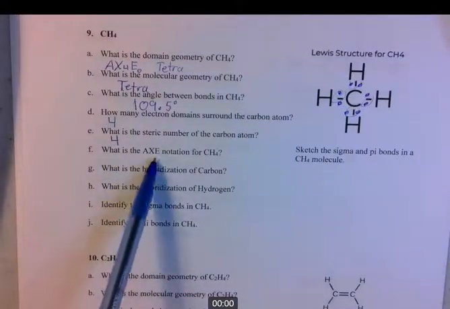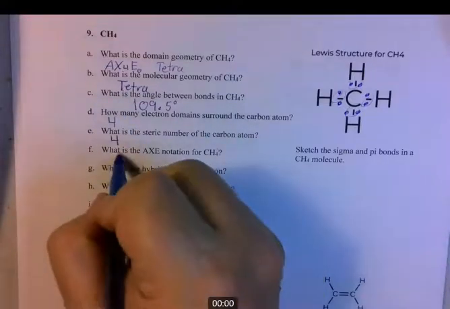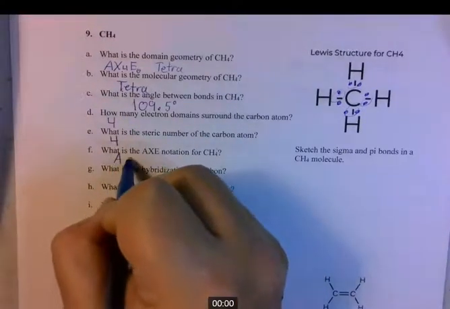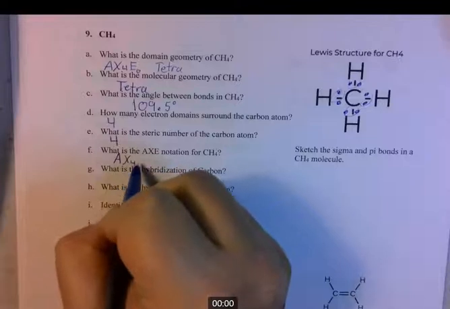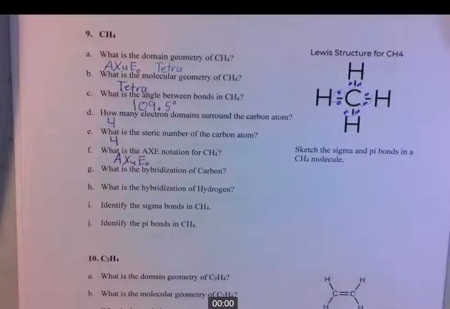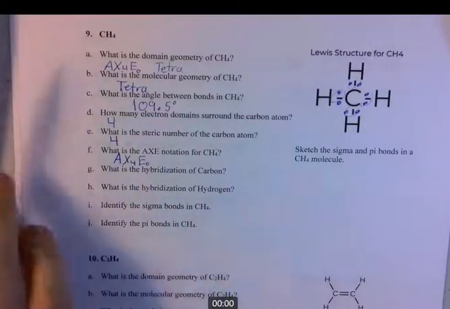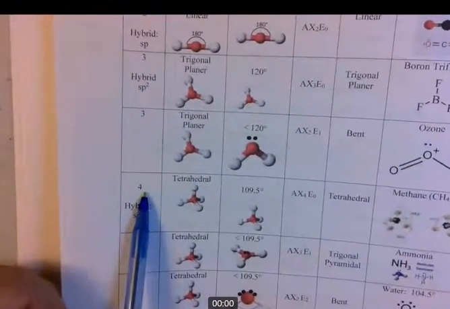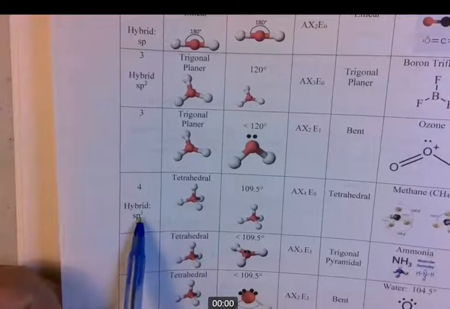What is the AXE notation? Well, I needed that to do the first part, so it was AX4. Maybe I'll do these in a slightly different order. It's one of the reasons you may want to watch the video and see how I do these first. What is the hybridization of carbon? You come over here and see that it's tetrahedral, so it's sp3.